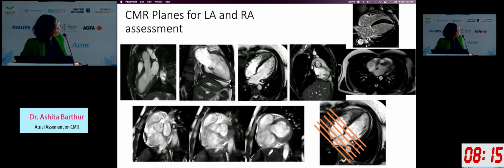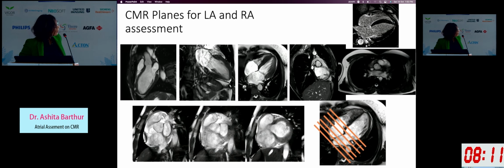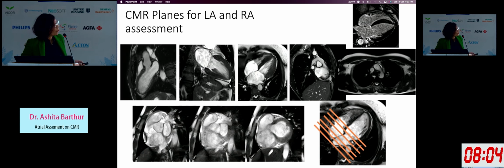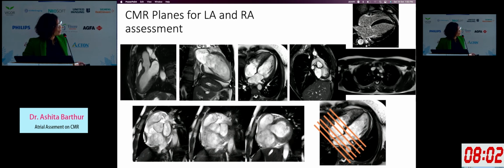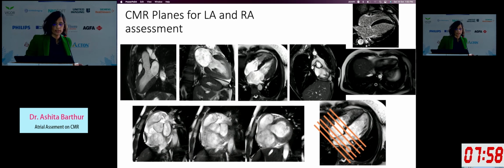The other thing that we can do is actually take short axis stacks, just like the ventricular stack, and then calculate the atrial volume and the atrial size on the short axis stack of the atria. The usual fallback sequence for us is an axial cine sequence, which covers the entire heart as well as the atria, and you can assess the atria on that.